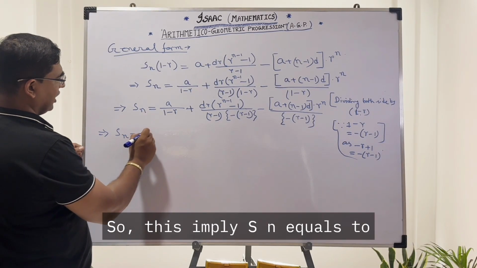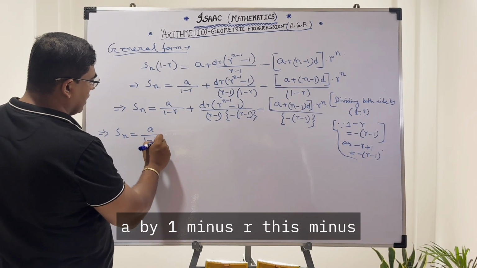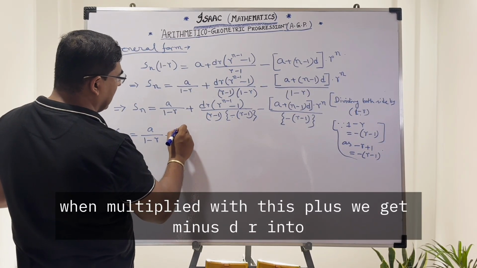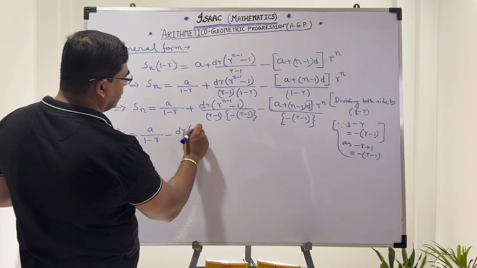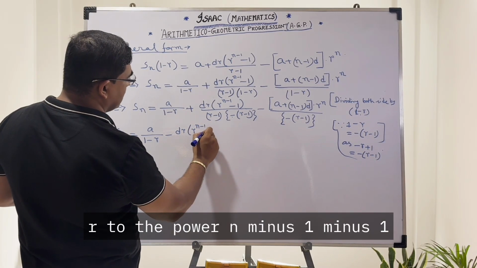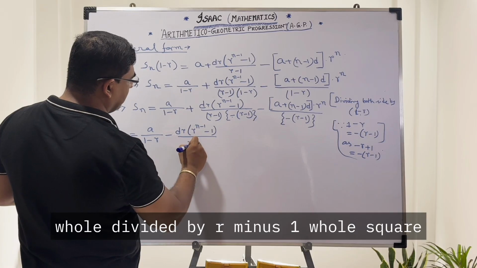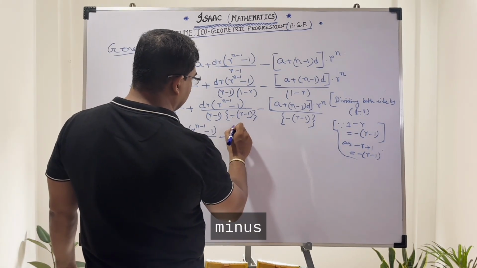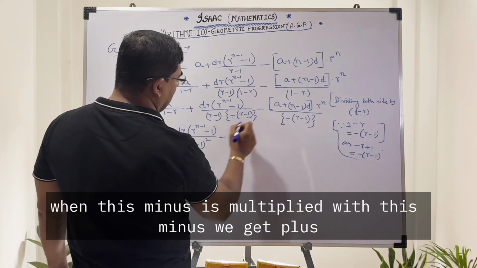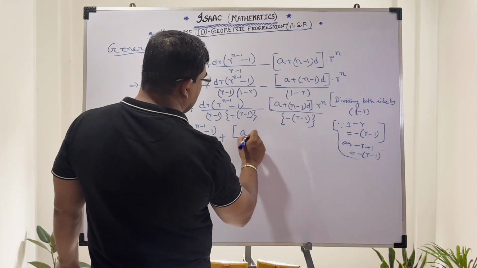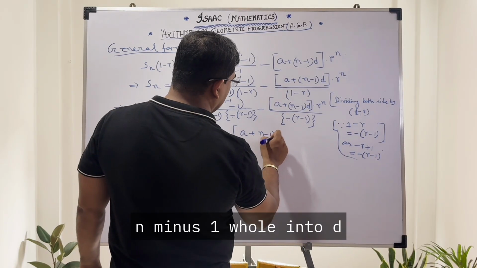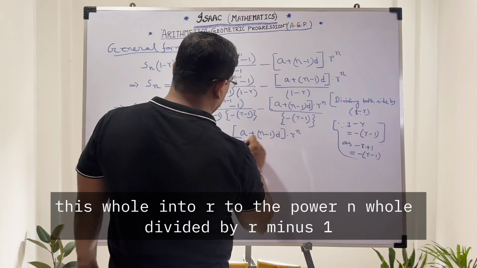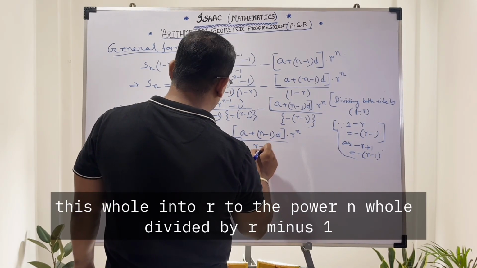So this implies Sn equals to A by 1 minus r. This minus when multiplied with this plus, we get minus dr into r to the power n minus 1 minus 1 whole divided by r minus 1 whole square. Minus, when this minus is multiplied with this minus, we get plus a plus n minus 1 whole into d, this whole into r to the power n whole divided by r minus 1.